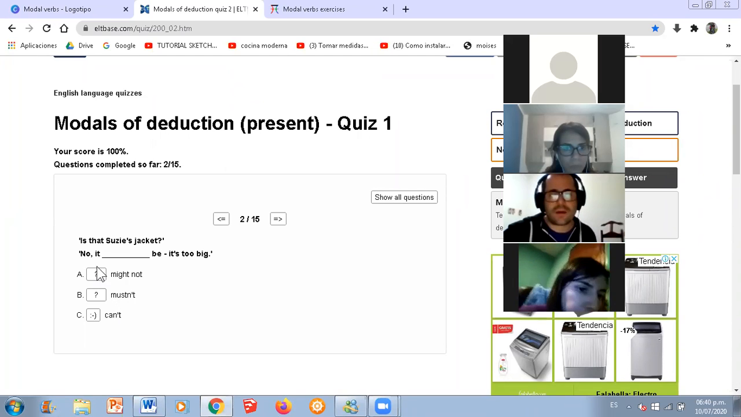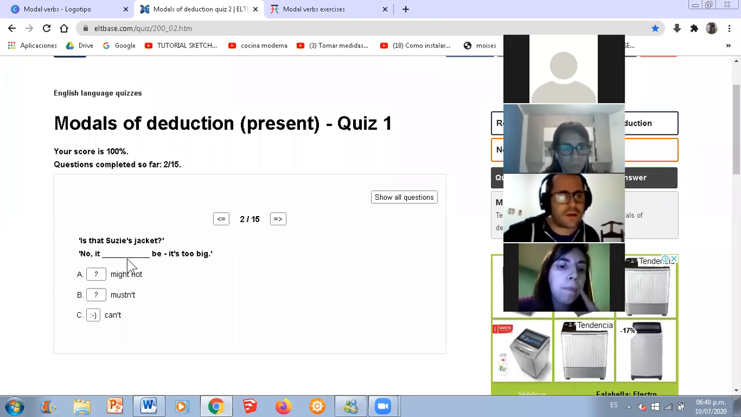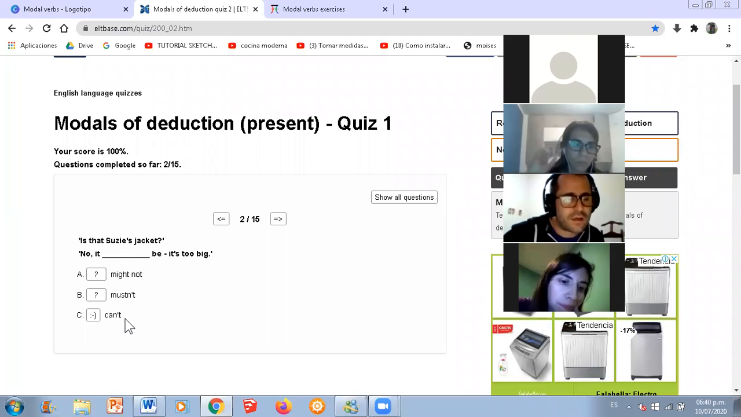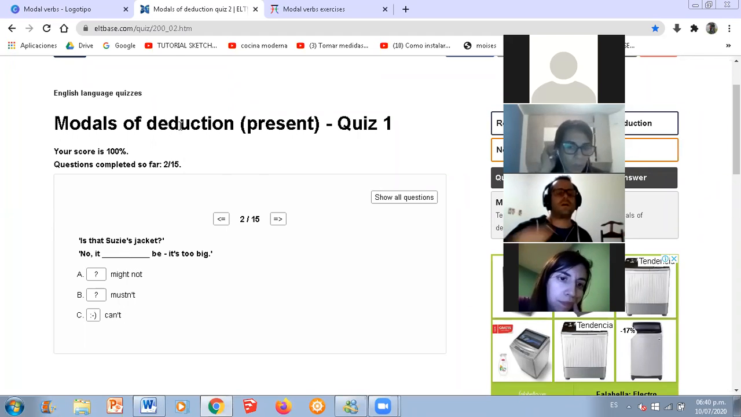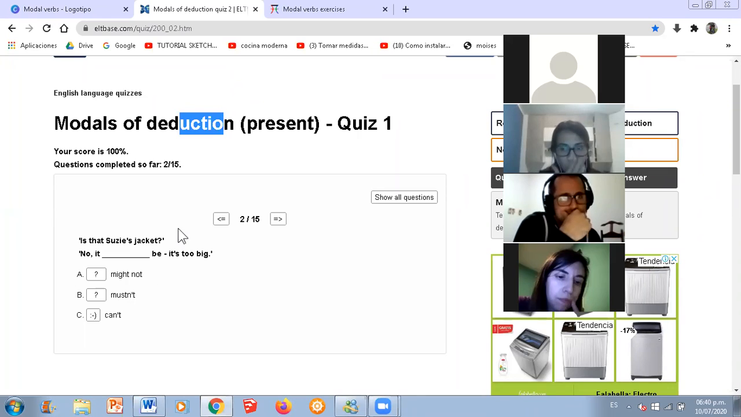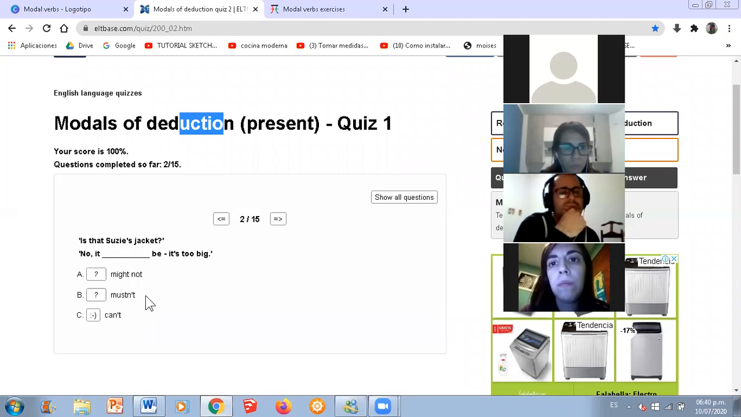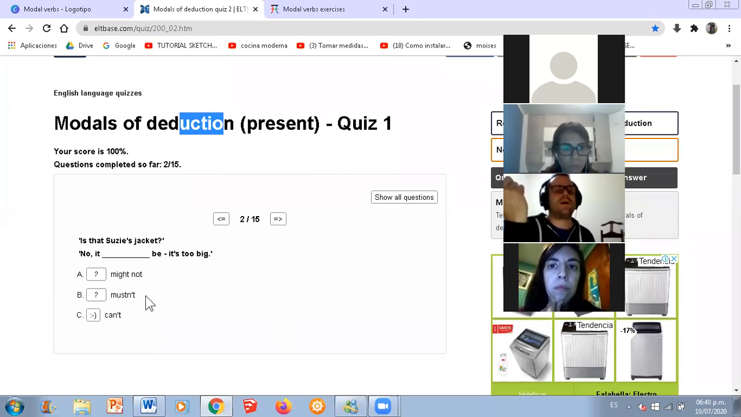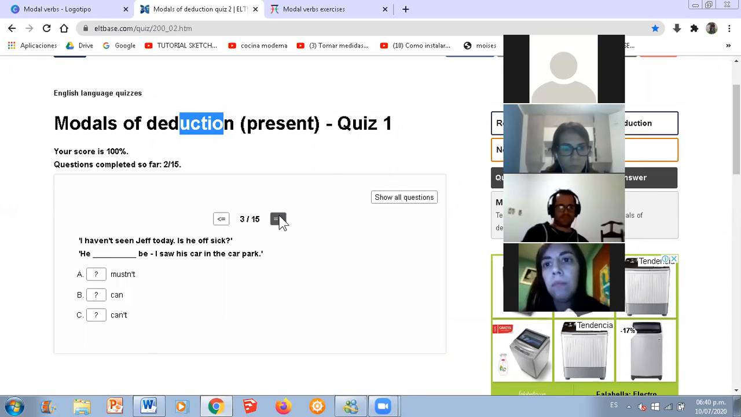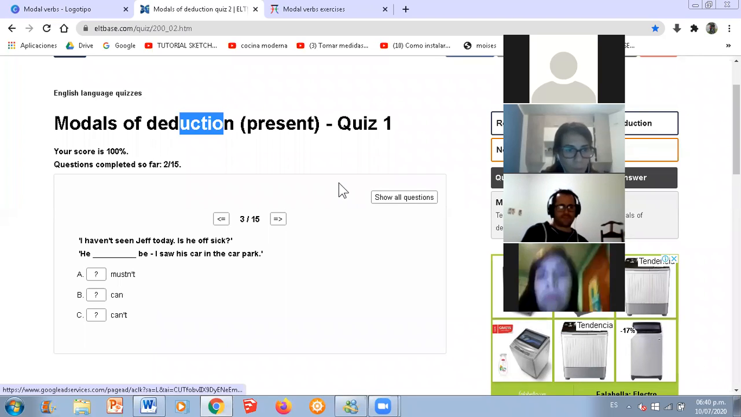Oh, but it's not a prohibition. It's just when you are making deductions. If it is possible or not. When you're sure that it is possible, you use must. And when you're sure that it's not possible, you use can't. Okay? Okay, good. Okay. Leonor.